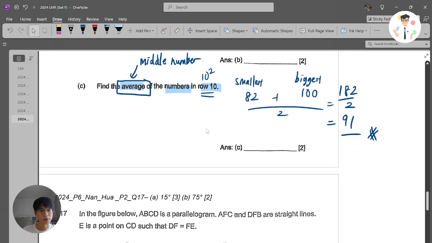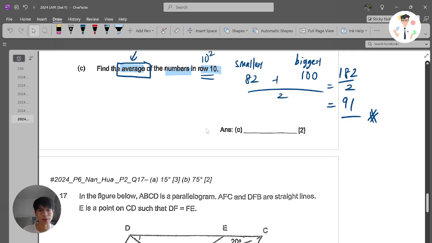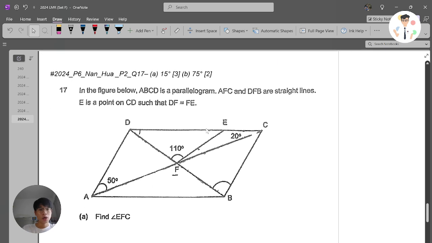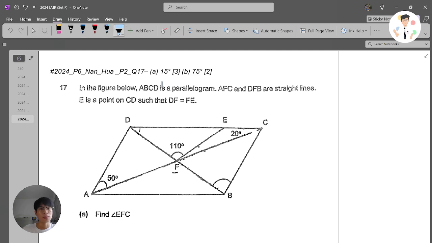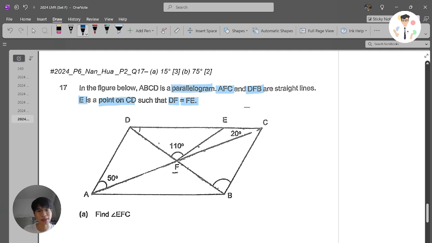The next question is from Nanhua Paper 2, question 17, the last question. It says that in the figure below, ABCD is a parallelogram. AFC and DFB are straight lines. So this is not connected, well, okay, let me connect. E is a point on CD such that DF equals FE. Let me put the sign there. DF is the same as FE. When you put these two lines, it makes it very clear that these two angles are the same.